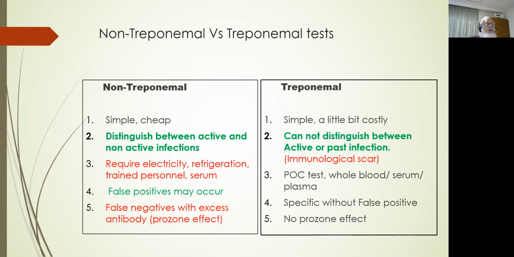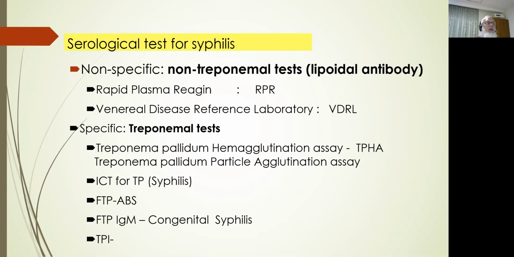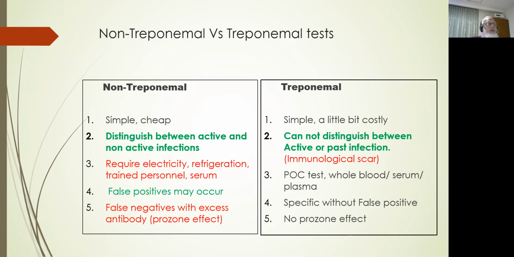Comparison between non-treponemal and treponemal tests. Non-treponemal tests like VDRL and rapid plasma reagin are simple and cheap. Treponemal tests like TPHA or Treponema pallidum particle agglutination test are simple but a little bit costly.